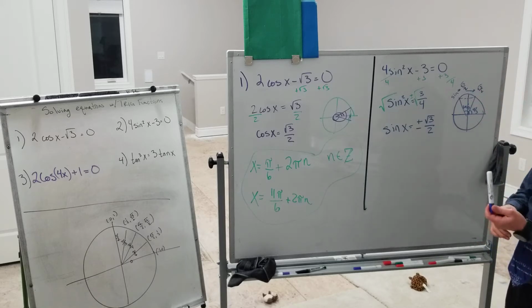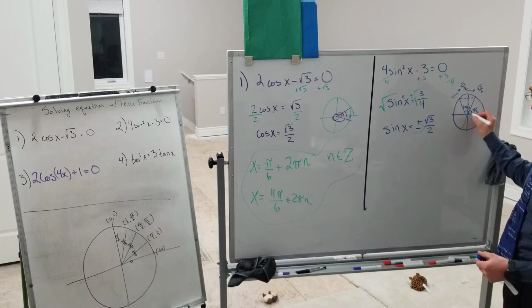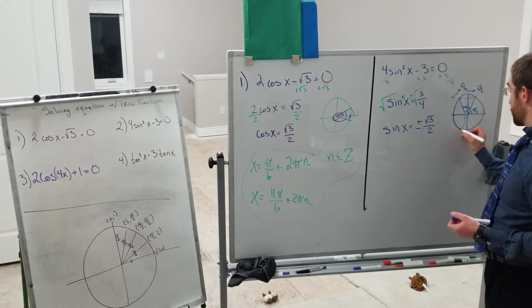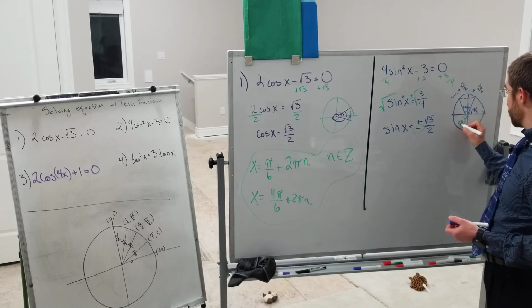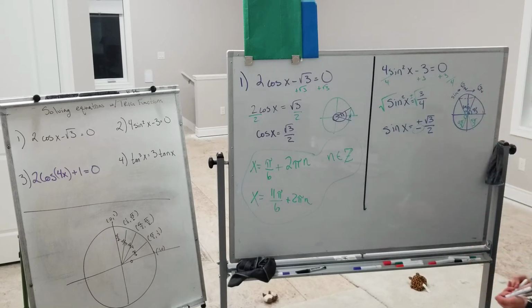We also want the negative root 3/2, right? So it's plus or minus. So that's going to happen down here and down here where both reference angles are pi/3 again. So here this is at 4 pi/3 and this is at 5 pi/3. Right, so all of these angles will give us a sine of x equal to either positive or negative root 3/2.